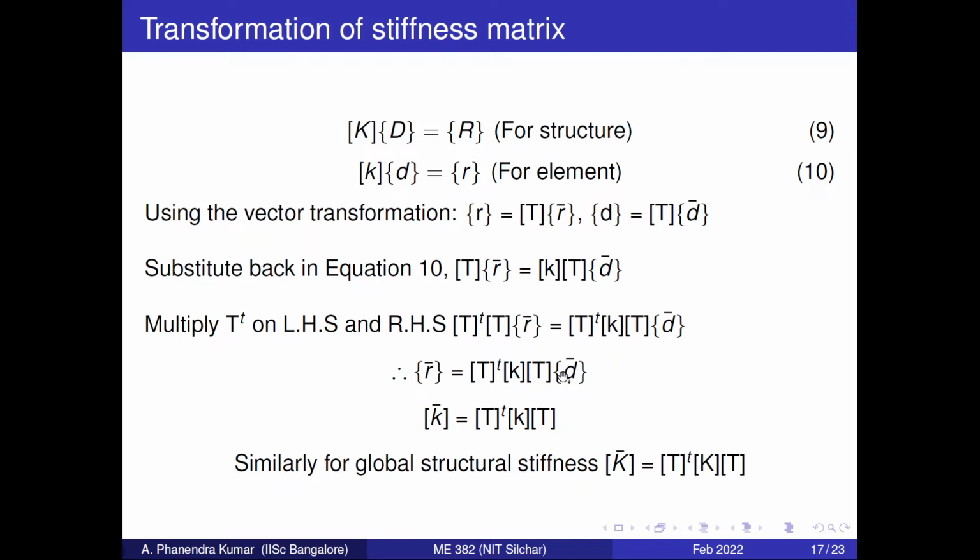This is the global degrees of freedom vector. So what should this one be? This part should be the global stiffness matrix. R bar should be equal to K bar times D bar. So we can write K bar as T bar K T.